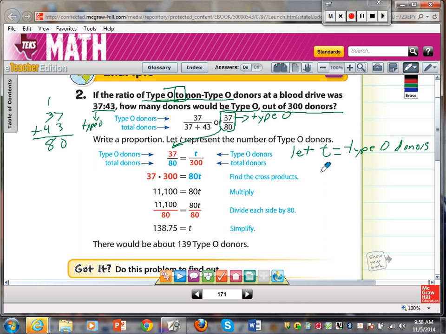So first, 37 over 80 is equal to T over 300. So once again, we begin. Usually I prefer to always do the product that has the variable. That way your variable ends up on the left side where it's more familiar. So 80 times T becomes 80T, and that should equal 37 times 300. And in this case, they say 37 times 300 is 11,100.